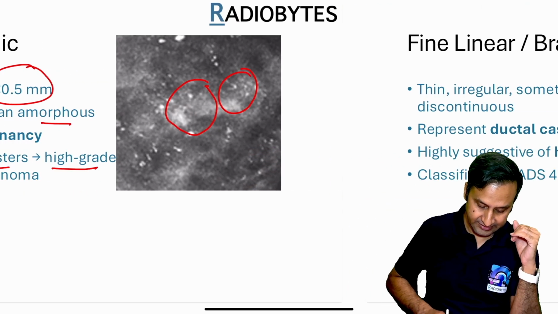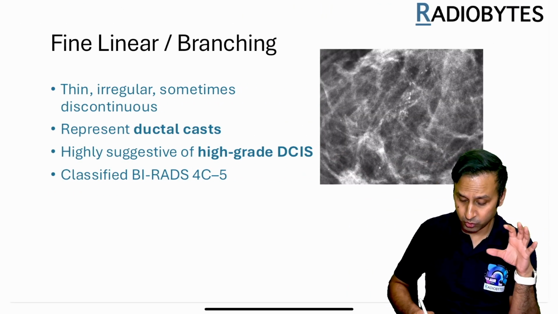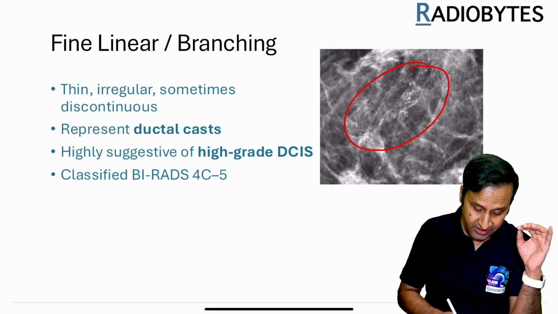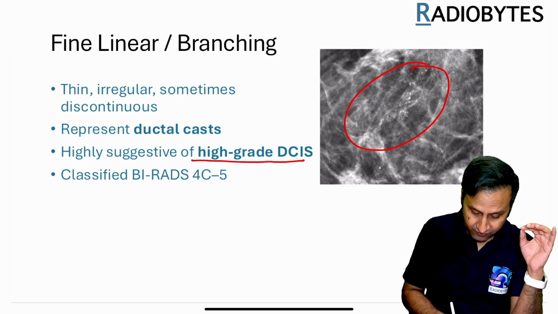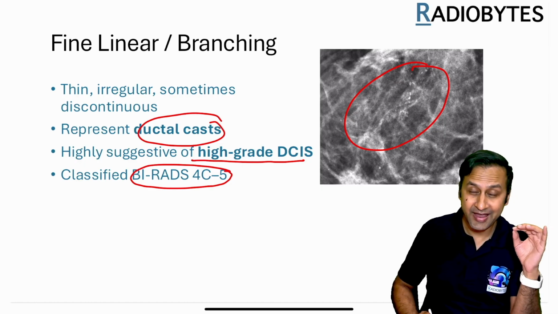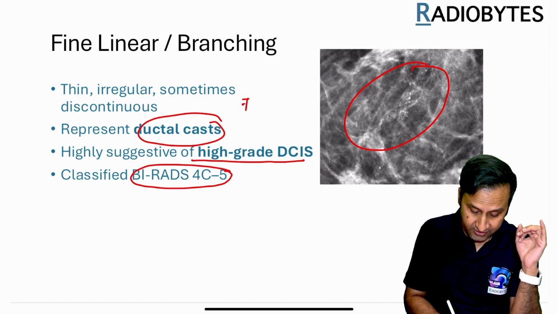Then the most notorious of them, fine linear or fine linear branching calcifications, which are highly suggestive of high-grade DCIS, which represents ductal casts, typically classified between BI-RADS 4C to 5. And I should tell you that the risk of malignancy reaches up to 70% in these cases.